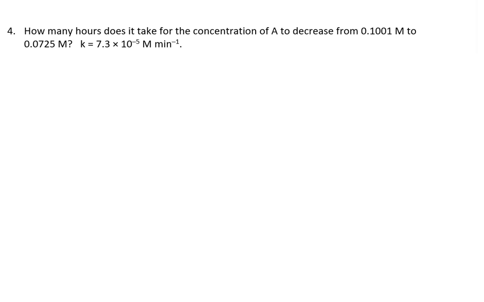All right, in our next example, we're going to go through, just like we did previously, we're going to assign the terms, we're going to figure out what it is we're trying to calculate, and then rearrange the equation to allow us to set up the problem. The question reads, how many hours, that's a time, so that's what we're trying to calculate, does it take for the concentration of A to decrease from 0.1001, so that's going to be our A naught, that's the initial concentration, to some other molarity at this time, which will be the concentration of A, and we're given our rate constant.